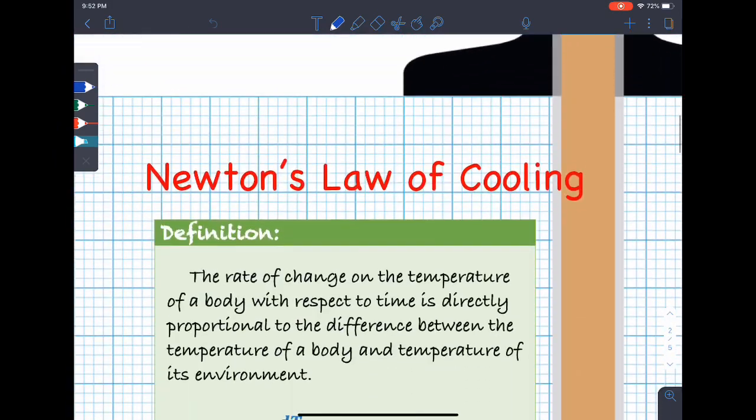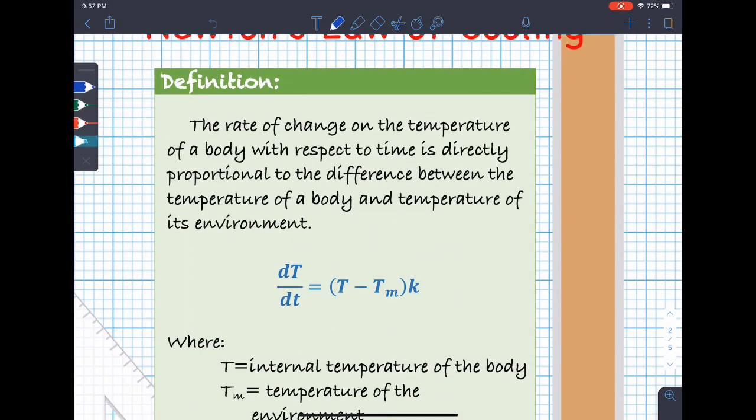Newton's law of cooling states that the rate of change of the temperature of a body with respect to time corresponds to the difference between the temperature of the body and the temperature of its environment. Mathematically, the differential equation formed out of Newton's law of cooling is dT/dt equals the difference of the temperature of the body, T, and the temperature of its environment, Tm.